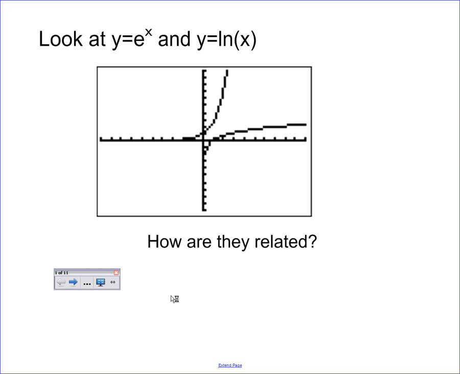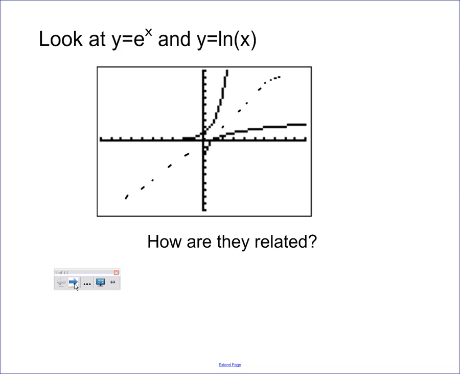Look at y equals e to the x, and y equals the natural log of x. Y equals e to the x is this one, and y equals the natural log of x is this one. What do we notice about them? How are they related? Hopefully, since we just left our little unit on inverses, you might think these could be inverses of each other. If I were to draw in the dotted line y equals x, it would look like they're folded right over each other. So they are indeed inverses of each other. Each function is the inverse of the other.